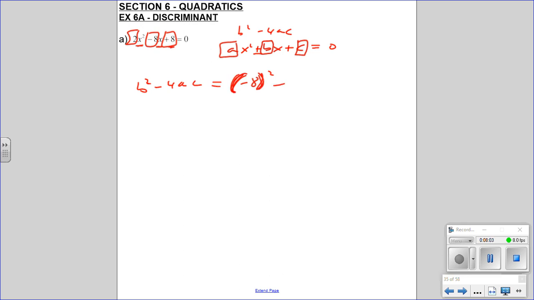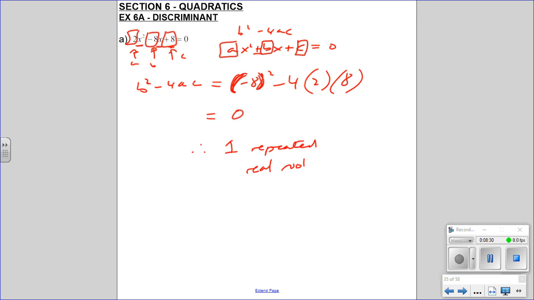So b squared minus 4 lots of a, well we said there's a, b, and c. So a is 2, and c is 8. So minus 8 squared is 64, minus 4 times 2 times 8 is 64, so therefore this is 0. And remember what we concluded, if it equals 0, then we say we have one repeated real root. Okay? Cool. And then next two, much quicker.